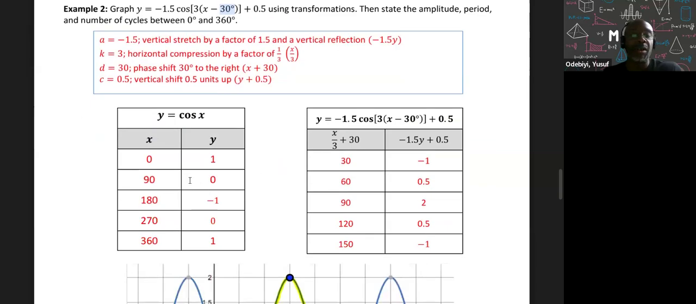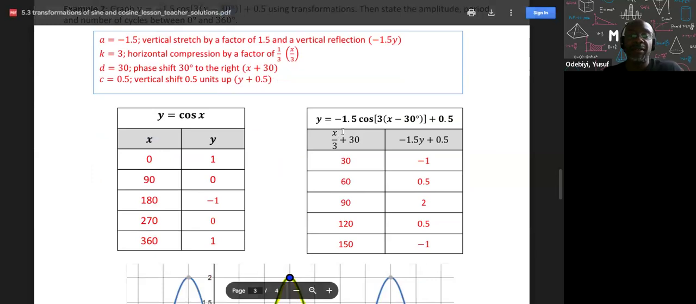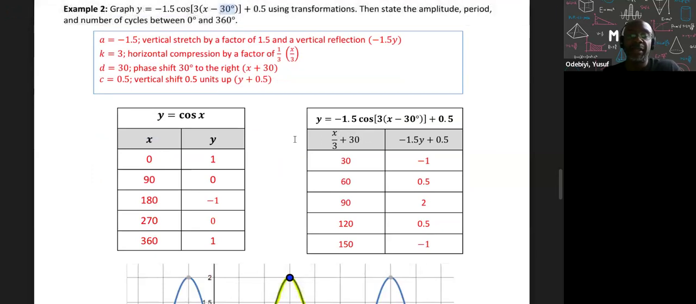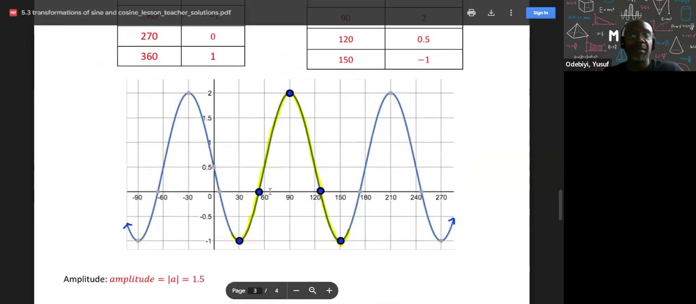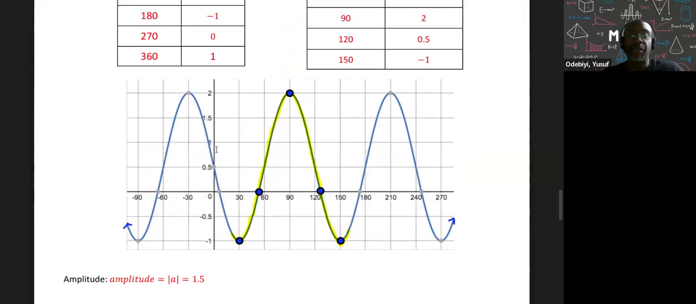Okay, so looking at the parent function, this is what you add to it, okay? So x divided by 3 plus 30. This is what you get. And this is what you get for your y. And then you graph it. Okay, so this is the transformed graph.